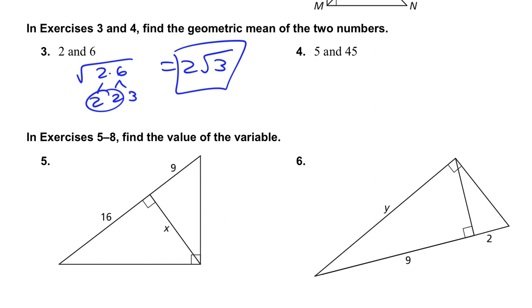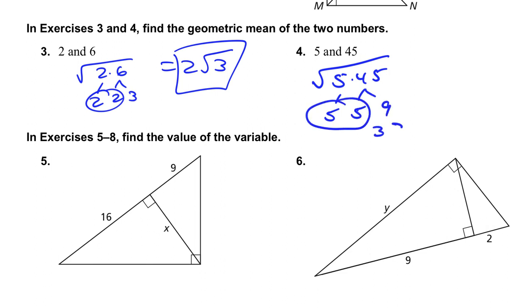For 45 and 5, I would say the square root of 5 times 45, which 5 is 5. 45 is 5 times 9. So I have a pair of 5s. And then 9 is 3 times 3. So there's no random ones left over. So this is going to equal 3 times 5, which is 15. So there's your geometric mean with two numbers.